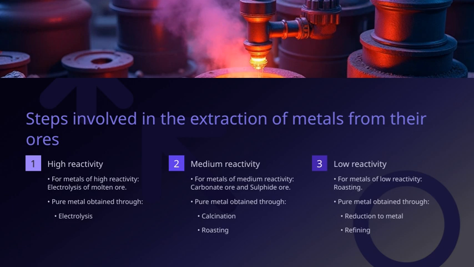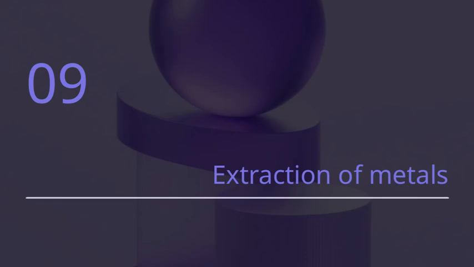When it comes to metals of high reactivity, electrolysis of molten ore is the primary method. This process uses electrical energy to break down the ore directly into pure metal and other components. Overall, the extraction process is tailored to the reactivity of the metal, ensuring efficiency and purity in obtaining the final metal product. Let's talk about the extraction of metals.